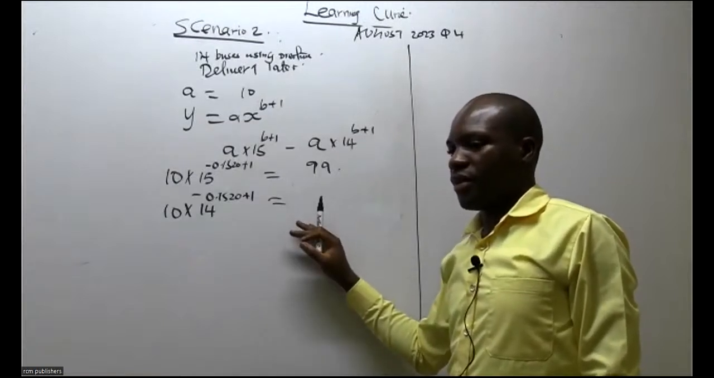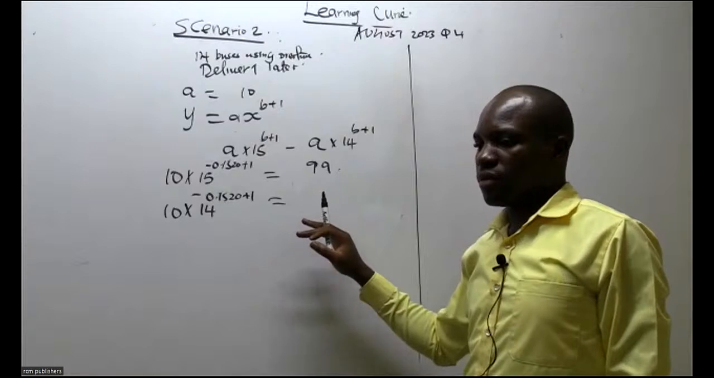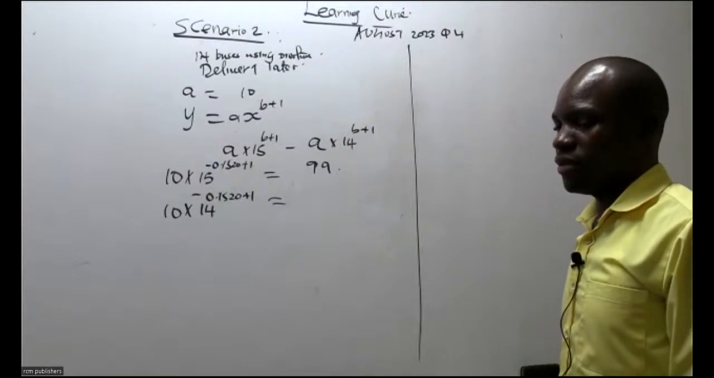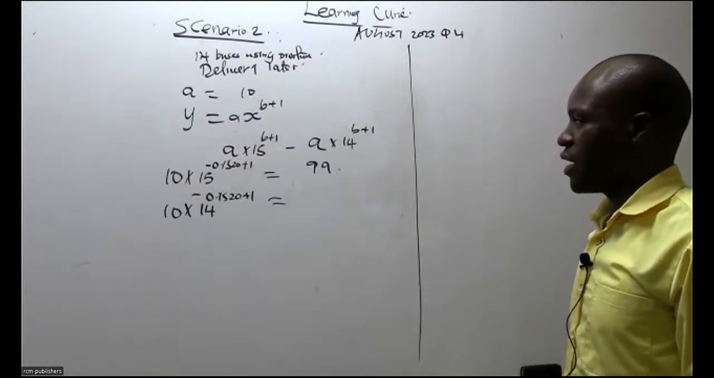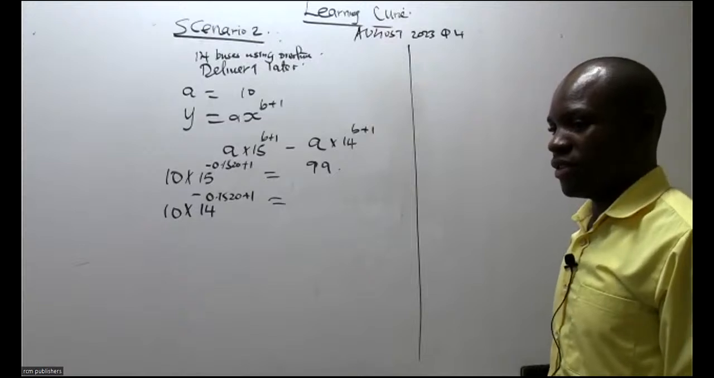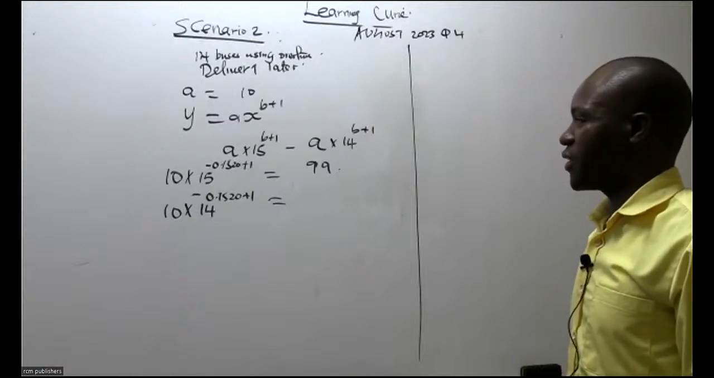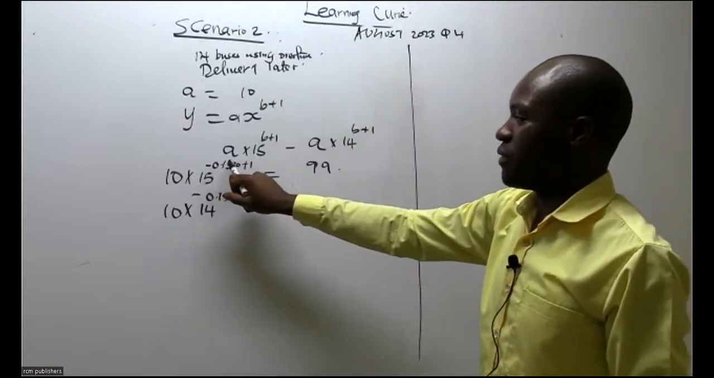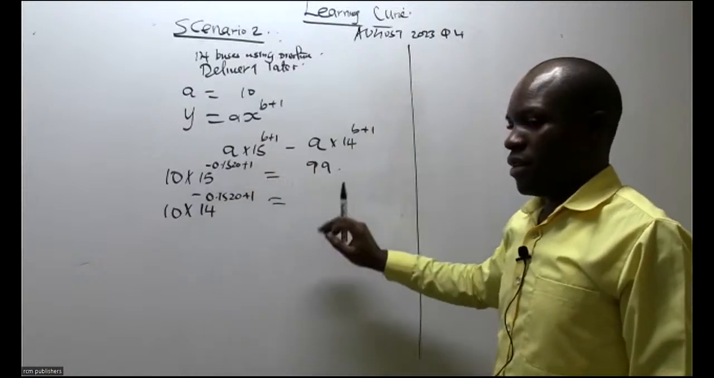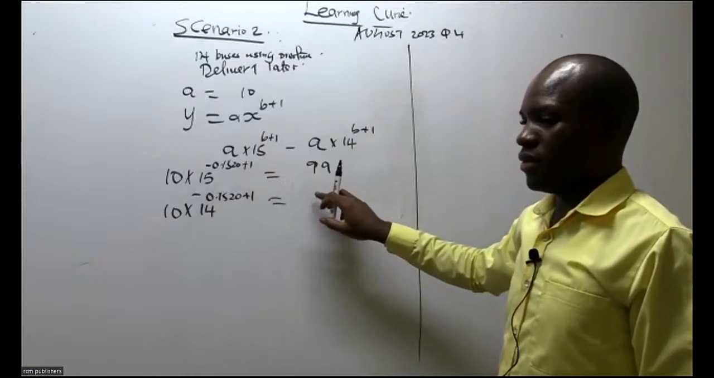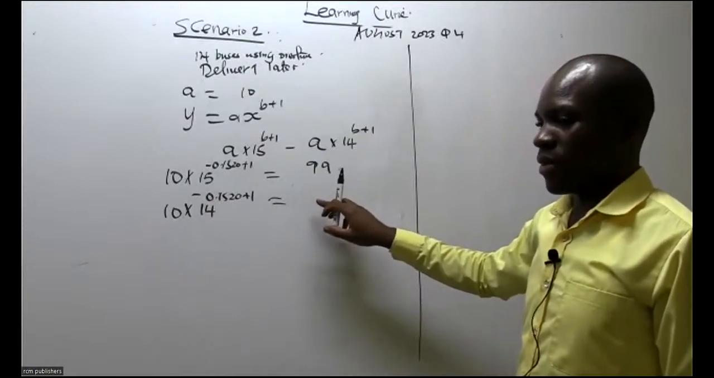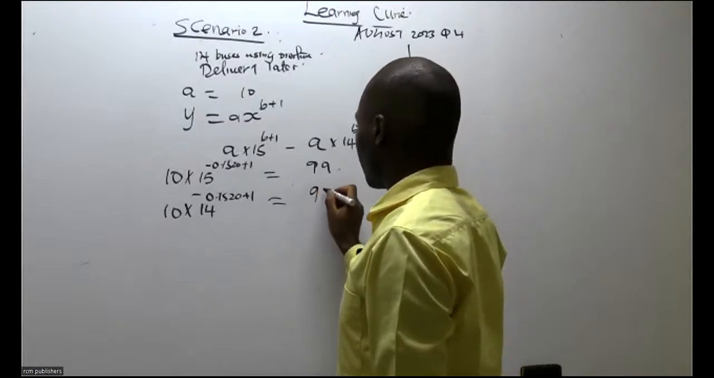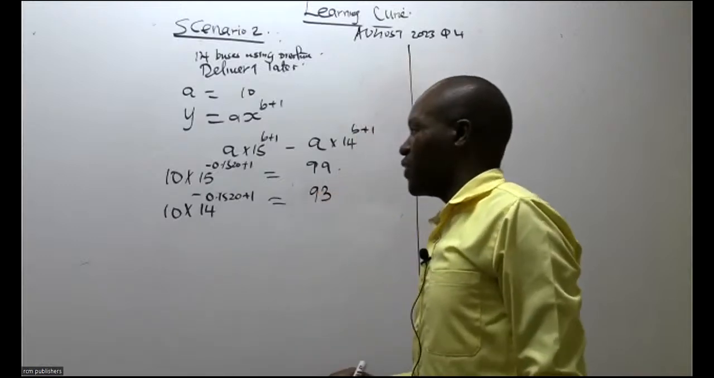How many is it here? It cannot be more than 99. Check on your workings. This is negative 0.1520 plus 1. It cannot be more than 99. How many is it? Good. It is 93. Now, this is the question.